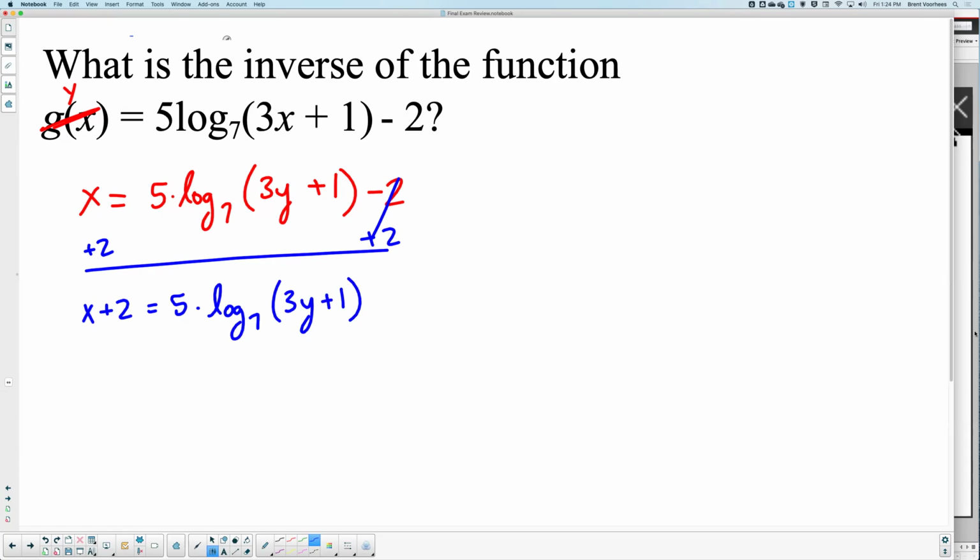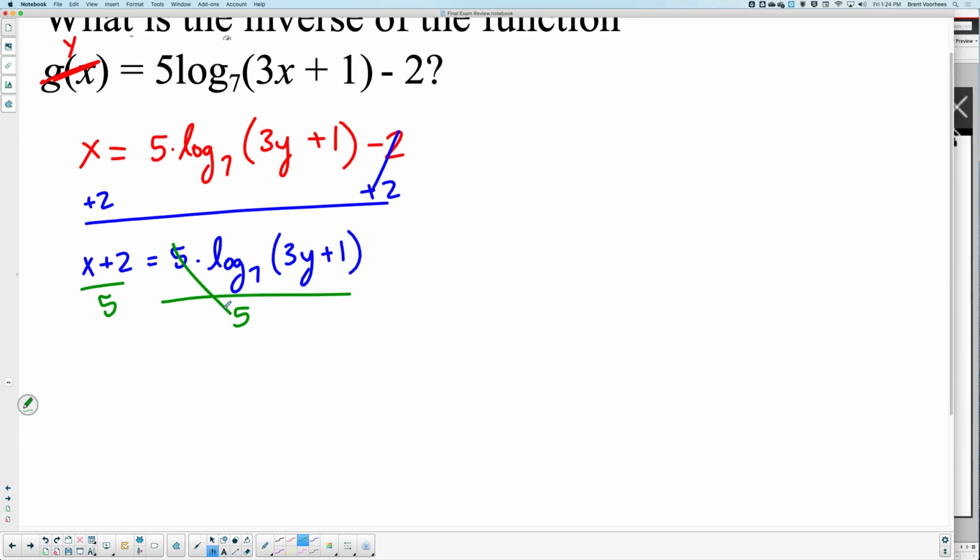Now what? How do I get rid of the 5? Oh, no, the 5 is multiplying, so we divide everything by 5. And so we have x plus 2 over 5 equals log base 7 of 3y plus 1. Okay, getting closer. Now what? Exponentiate. Very good. Right now it's being logged by 7, so we exponentiate by 7.